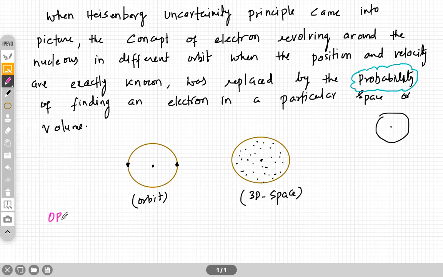After this concept, we got to know about a new concept, and we call it orbital. Like I told you in the beginning, there's nothing called orbit within an atom. It's orbital, not orbit. The concept of orbit vanished after this, and we started talking about orbital. O-R-B-I-T-A-L, orbital, right? So write down the statement here, just one line. Orbital is a three-dimensional space where the probability of finding an electron is maximum.